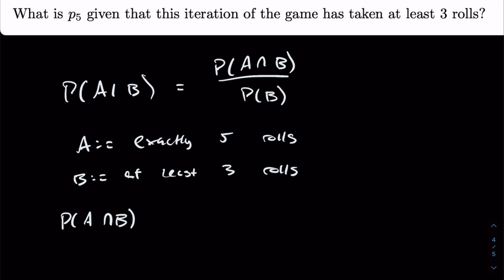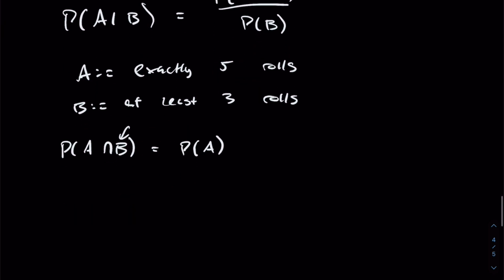It's the probability of taking exactly 5 rolls and at least 3 rolls. And intuitively, we know that if it takes exactly 5 rolls, it's going to take at least 3 rolls. So that second expression, this B expression, is a little bit redundant and actually reduces down to the probability of just taking exactly 5 rolls. Because if it takes exactly 5, it's taking at least 3.